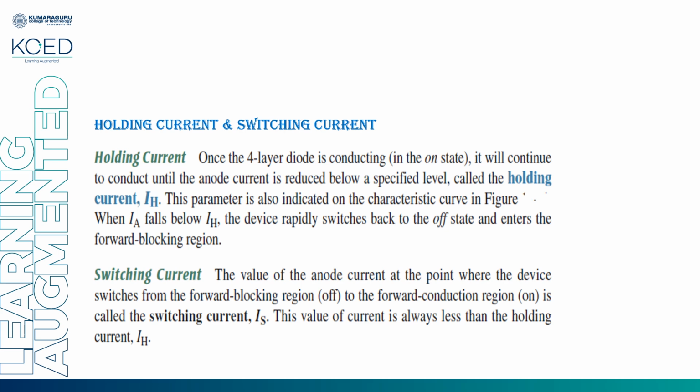Switching current is the value of the anode current at the point where the device switches from off state to on state. The switching current signifies how it goes through a transition from off to on. Before going into the holding state, the device will allow a switching current. The switching current is an indicator that it has to go through a transition from off to on state.